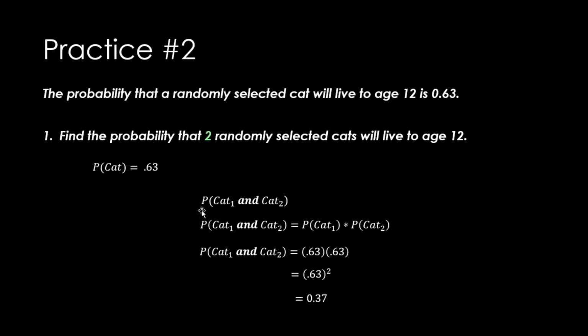We can write this as probability of cat 1 and cat 2. Notice that we're dealing with an and problem instead of an or problem this time. Also, since we're assuming that these cats are random and don't have any influence on each other, we can consider each cat to be independent. Because of this, we know that we can use the multiplication rule for independent events.